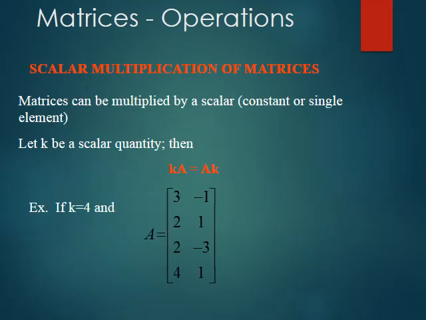Now the scalar multiplication of a matrix. A matrix can be multiplied by a scalar. Let K be a scalar quantity. If we multiply a matrix A by K, then each element of the matrix gets multiplied by that scalar.